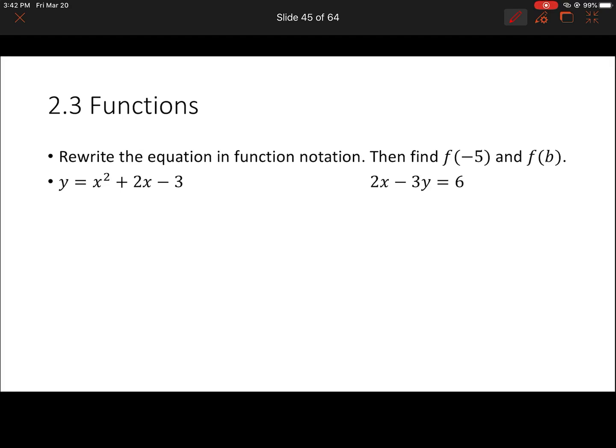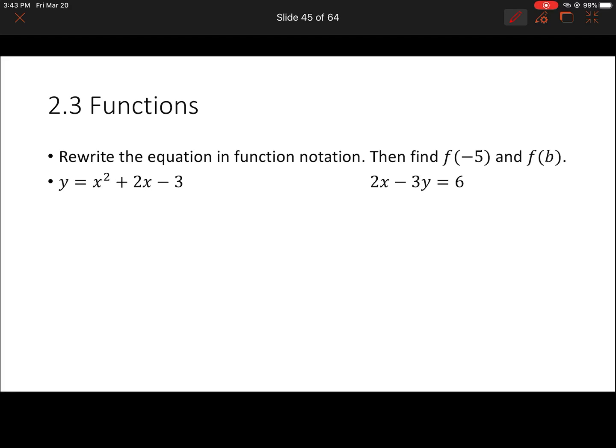So our last little thing with functions that we're going to talk about is how to write an equation in function notation. In the previous video, I think I started with this is the last thing we're going to do, but I wanted to separate this into short videos, so hopefully it's a little easier to watch. But anyway, if we're writing an equation in function notation, I told you a couple videos ago that f of x and y are the same thing.